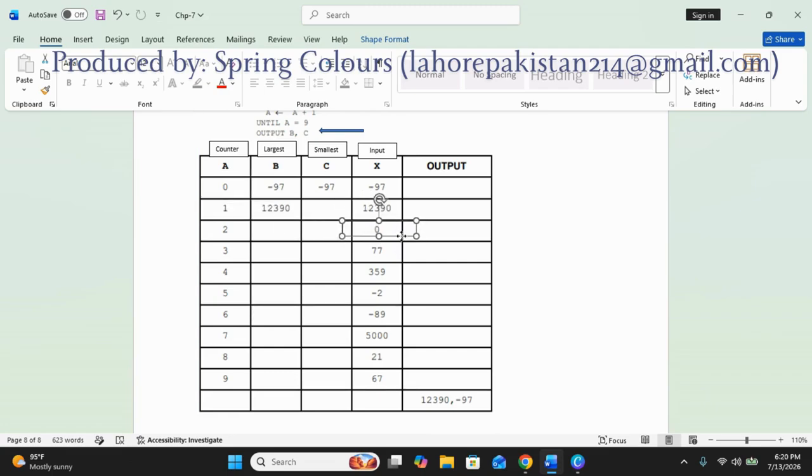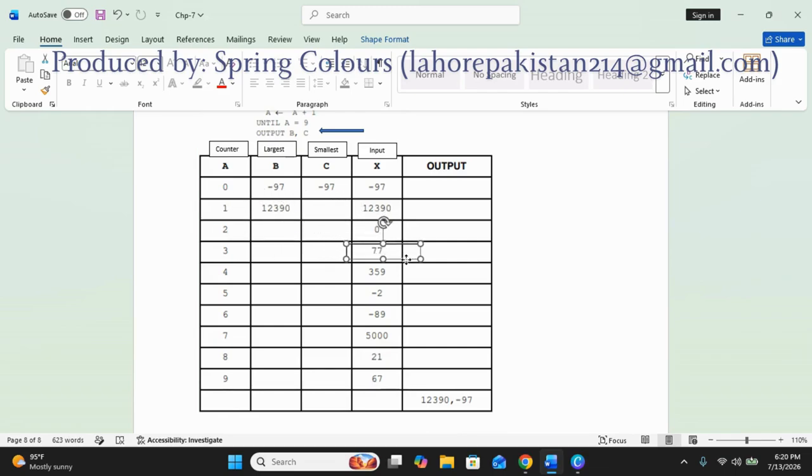Next, the user gives the value of 0. 0 is not greater than 12,390, so nothing will be assigned to B. And 0 is not lesser than minus 97, so nothing will be assigned to C either. And the value of counter will become 2.